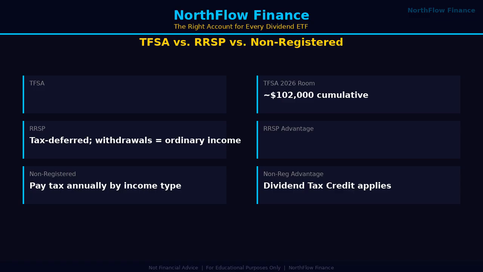The RRSP has one specific and significant advantage: the Canada-US Tax Treaty. U.S.-listed securities held in an RRSP are exempt from the standard 15% U.S. withholding tax on dividends. That exemption does not apply to a TFSA or non-registered account. The non-registered account: in a non-registered account, you pay tax each year on income as it's generated, at rates determined by income type. This is where the difference between eligible dividends and ordinary income matters most, and where smart asset placement creates the most value.